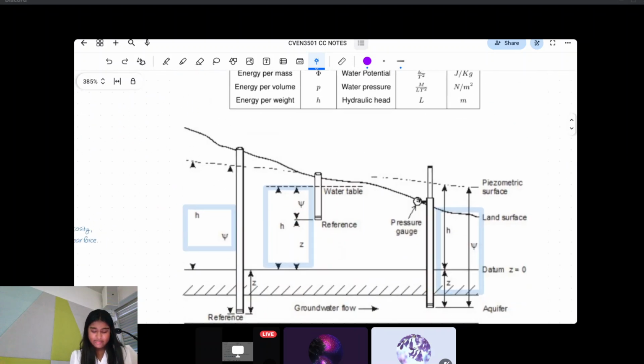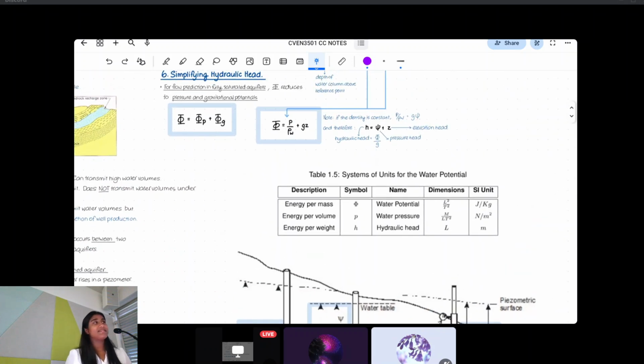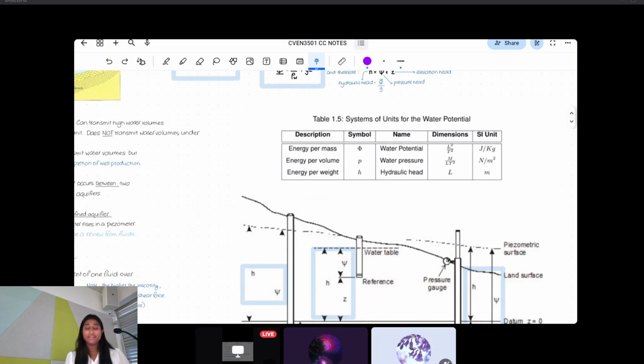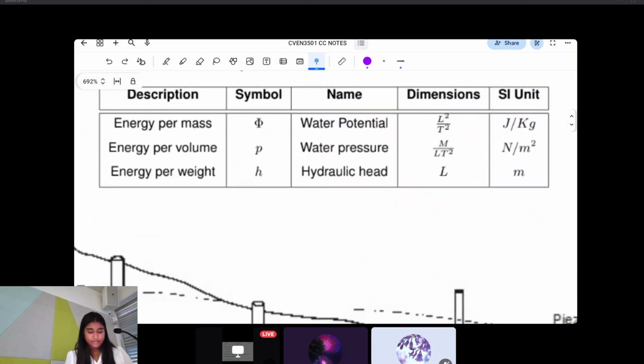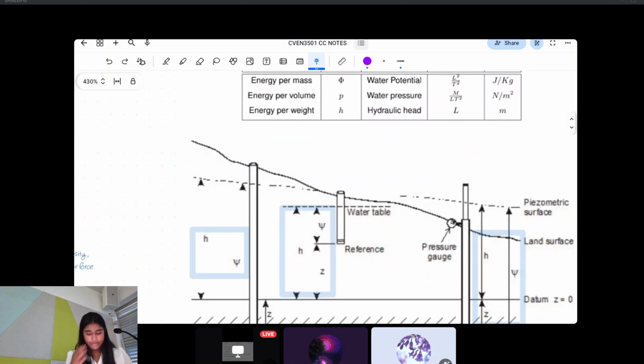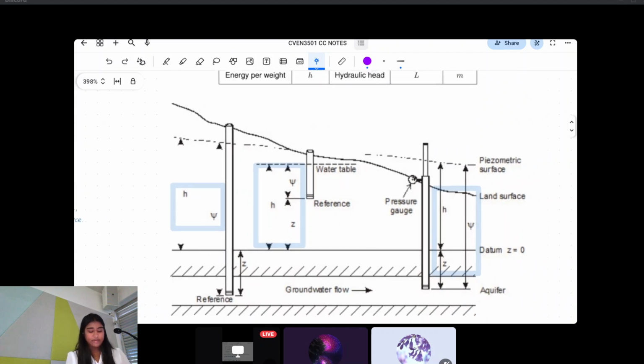Okay, this is just a really useful diagram. I find it good because you can basically apply all of those symbols and everything to an actual diagram, which will often be in the question or in an exam or whatever. So there are your symbols here. As you can see, water potential, water pressure, and hydraulic head. So it's important just to note the parts that I've highlighted in blue. Those are really important because you get to see the relationship between each component.